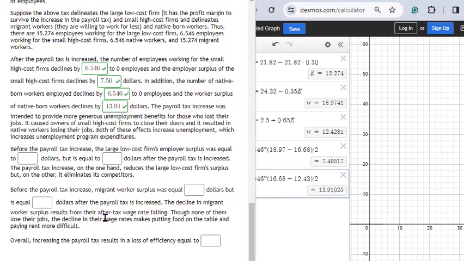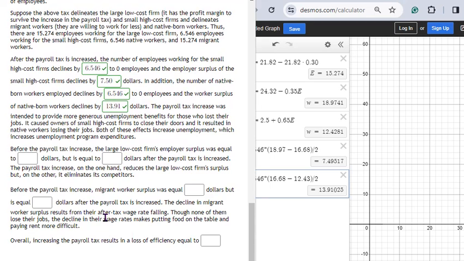So the payroll tax increase was intended to provide more generous unemployment benefits for those who lost their jobs. It caused owners of small high-cost firms to close their doors, and it resulted in native workers losing their jobs. Both these effects increase unemployment, which increases unemployment program expenditures, right? So the goal of the tax was to provide greater weekly benefits to unemployed workers.